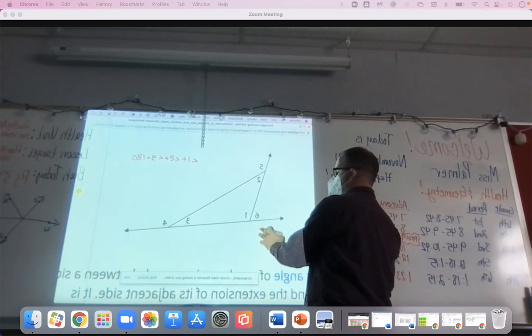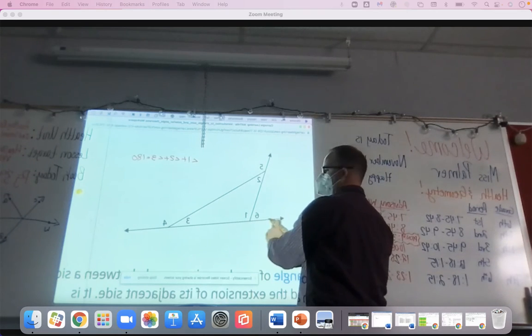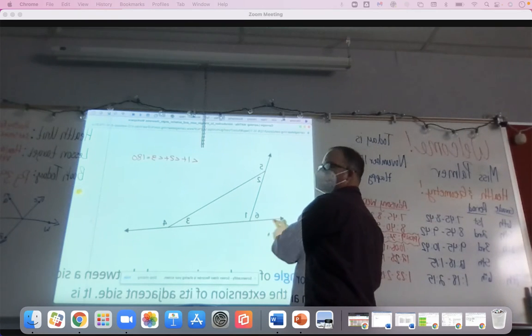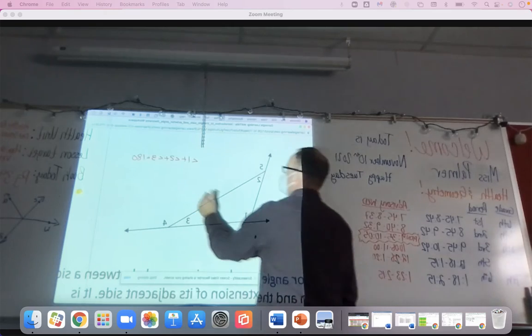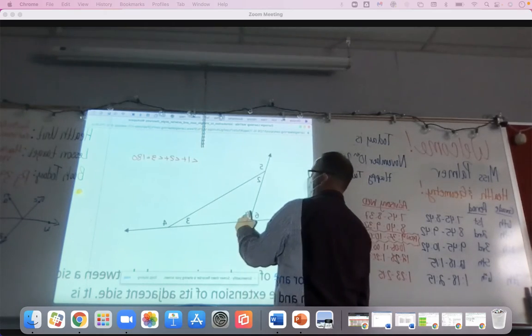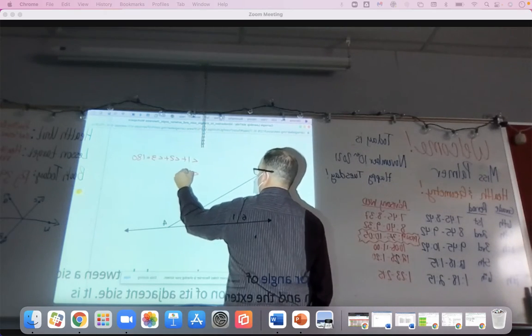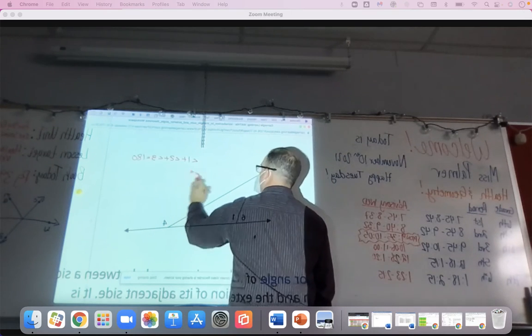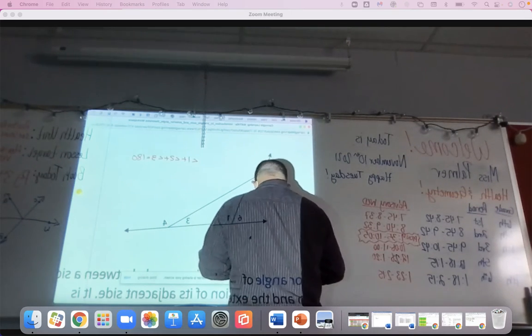Angle 6 and angle 1 make? Not perpendicular, I say. What's this called? This is called a line. So we have a linear pair, yeah? So angle 6 and angle 1. I'm going to reorder them. Angle 1 plus angle 6. I'm going to do a different color too.